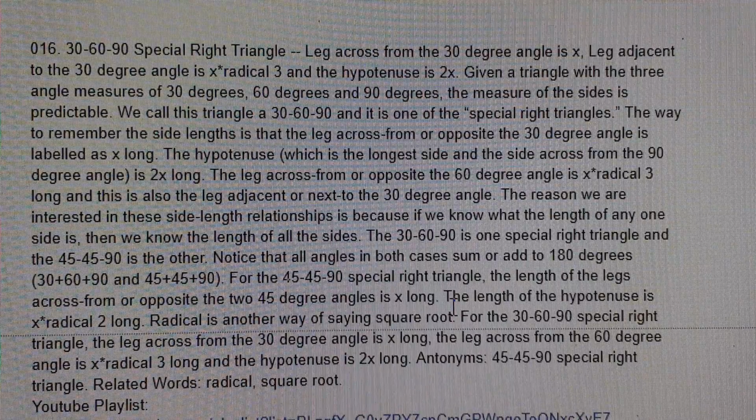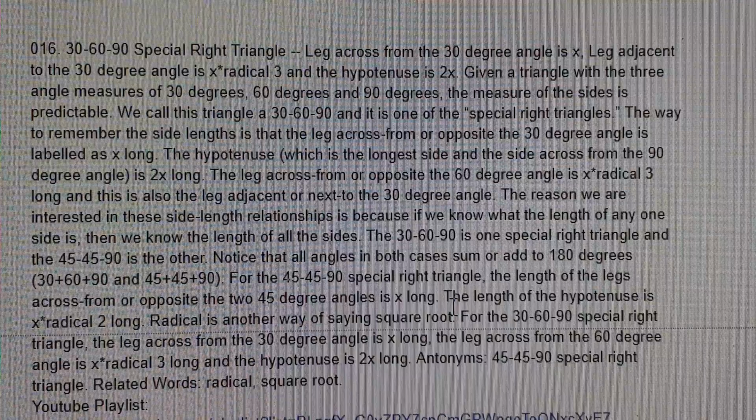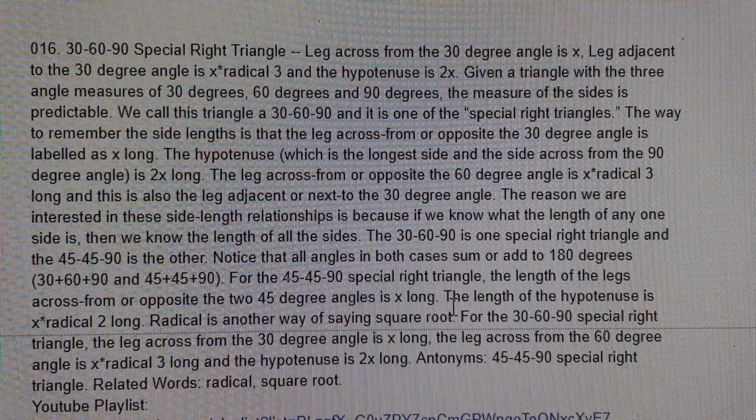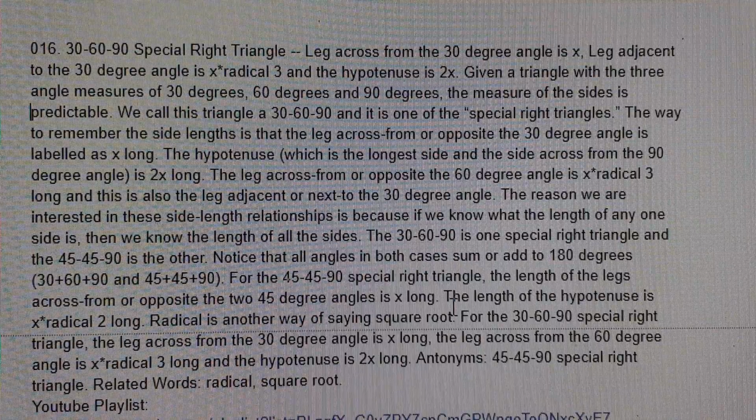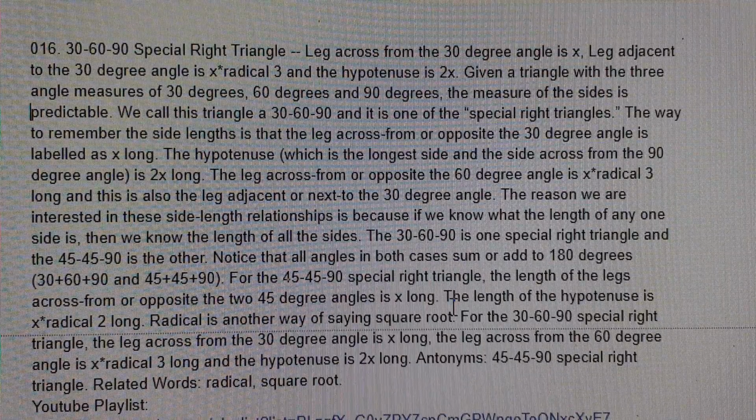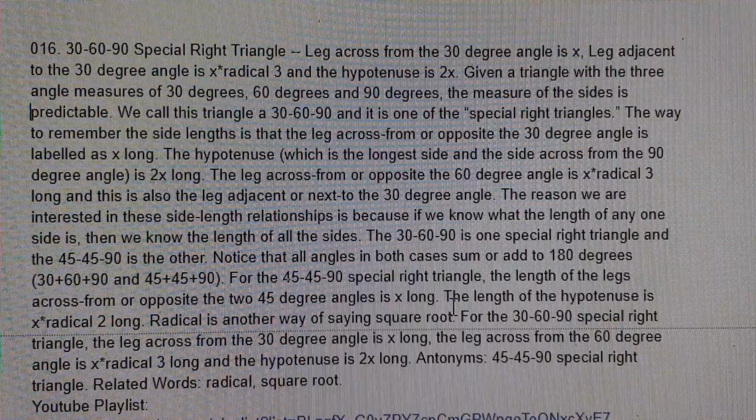30, 60, 90, special right triangle. Leg across from the 30-degree angle is x. Leg adjacent to the 30-degree angle is x times radical 3, and the hypotenuse is 2x.